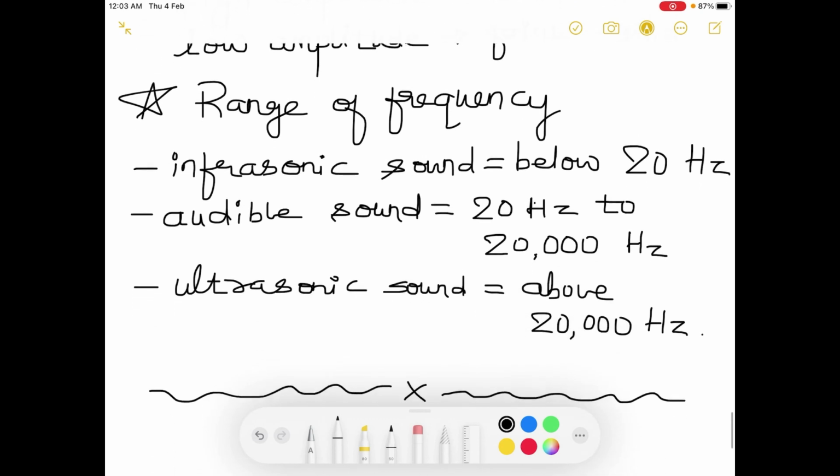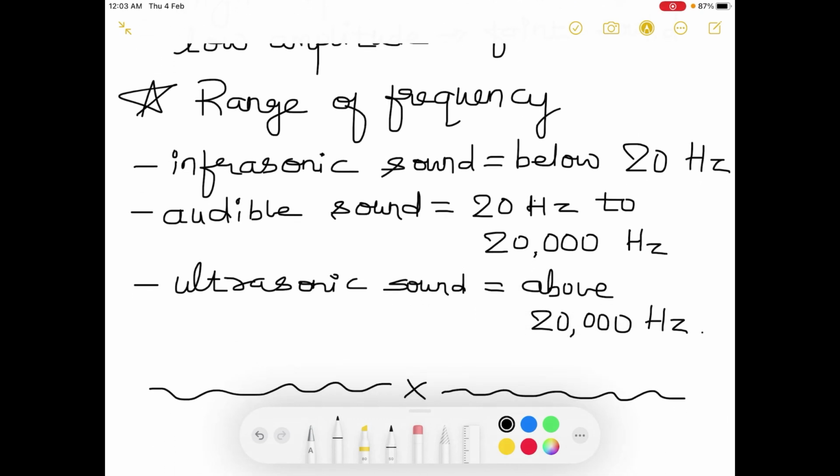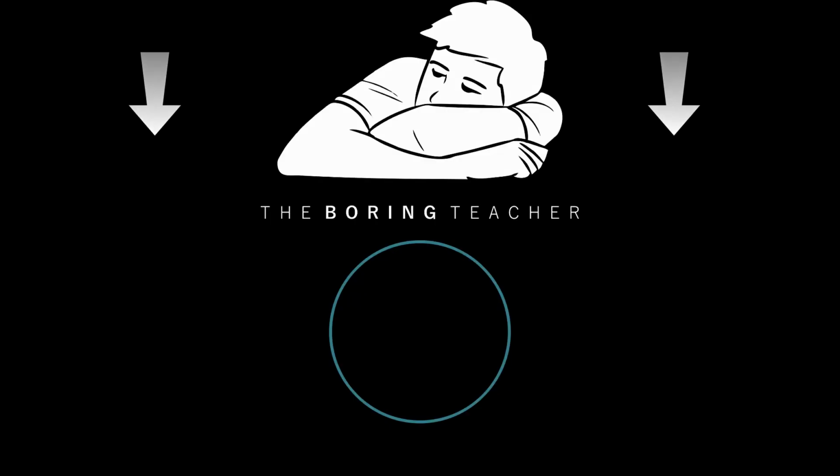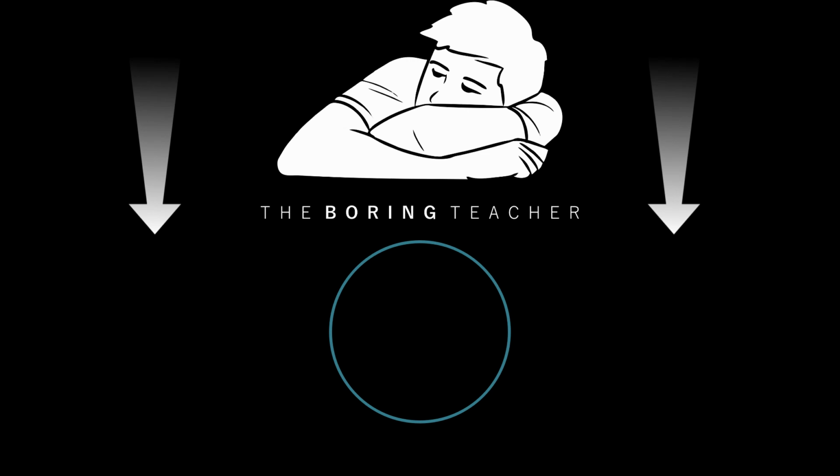Range of frequency is classified as infrasonic sound having frequency below 20 Hz, audible sound having the frequency within 20 Hz to 20,000 Hz, ultrasonic sound is the frequency above 20,000 Hz.